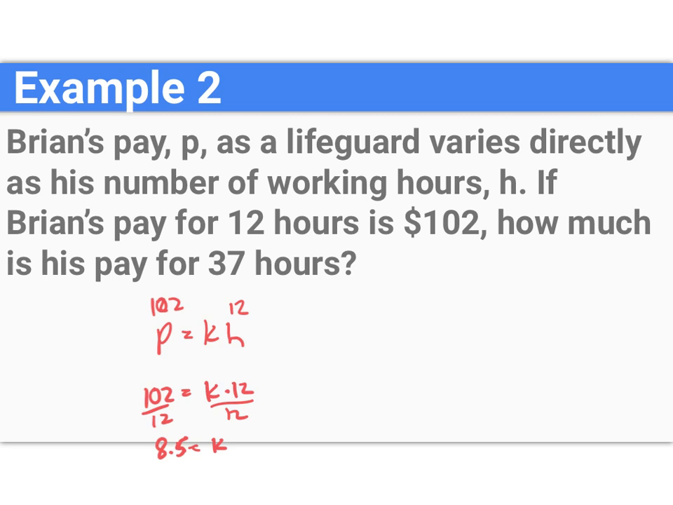So how much is his pay for 37 hours? So his pay equals 8.5 times 37. And Brian's pay will be 314.5, which is $314.50, because you can make $0.5, but we don't refer to it that way. So those were our two examples. Please use your equation, y equals kx, and work on the practice problems, and I will see you at the end of the video for a review.